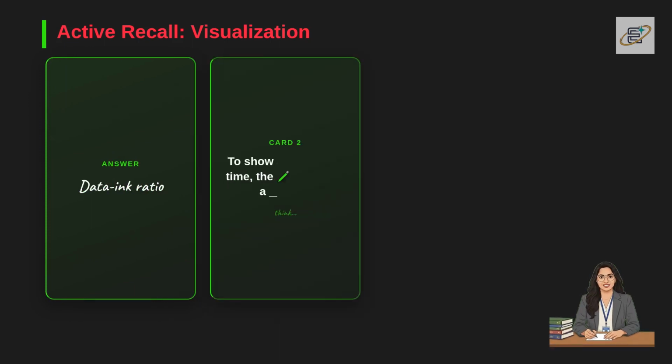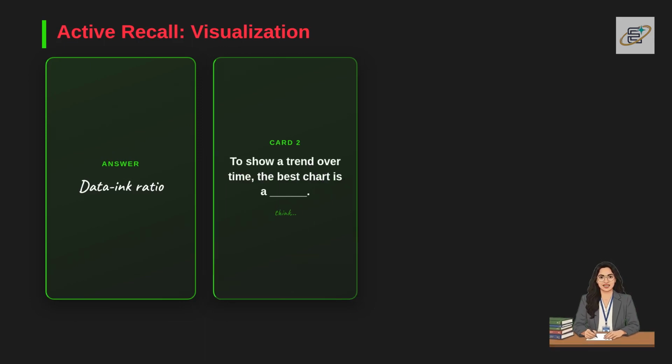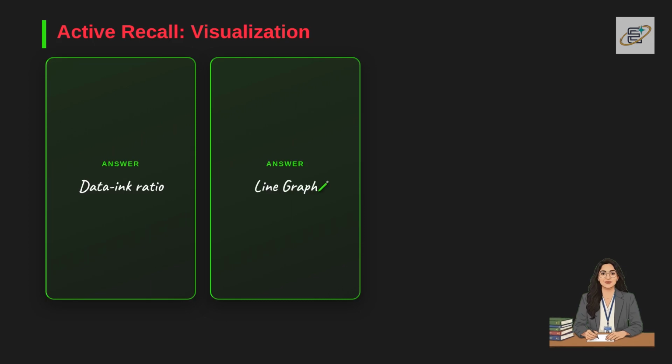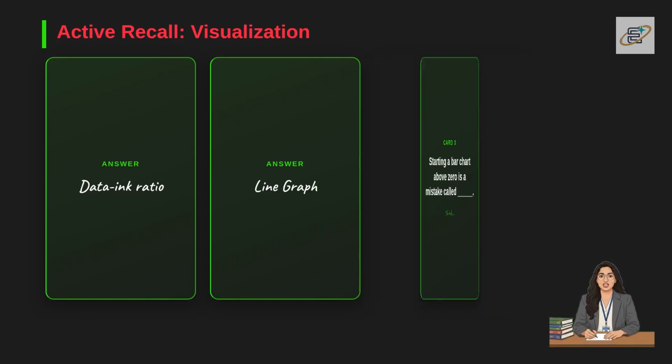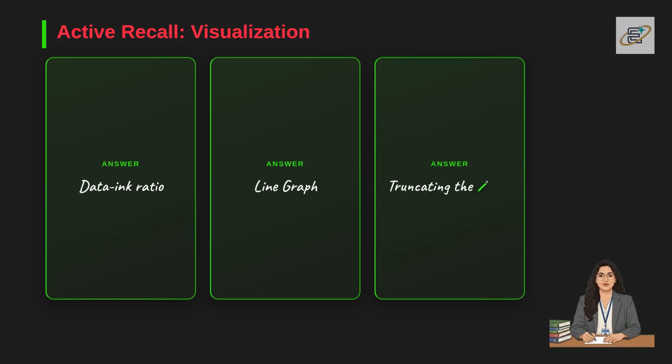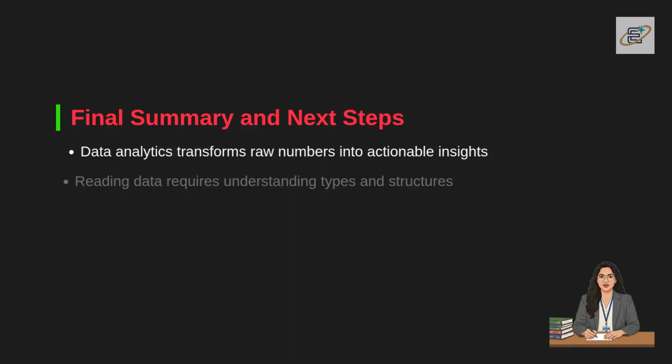Next prompt: to show a trend over time, the best chart is a blank. Think about chronological movement. The answer is a line graph. Final prompt: starting a bar chart above 0 is a misleading mistake called blank. Do you remember the phrase? That is called truncating the y-axis. Always start your bar charts at 0 to ensure you are presenting a truthful, unbiased visual representation of the differences in your data. Let's bring it all together.